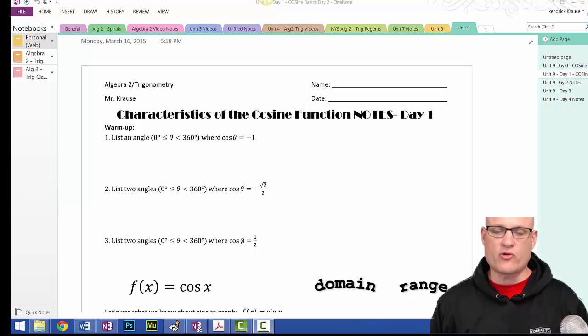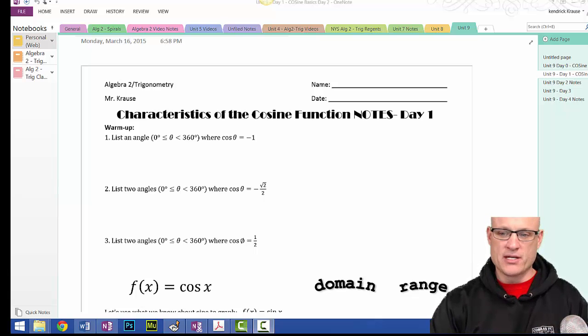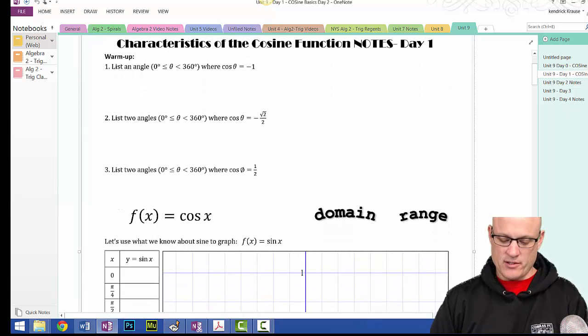All we're going to do is graph the cosine curve, get an idea how it looks, what it does, and boom, we'll be done. So, this is the basics. It's not complicated stuff. Okay, let's see what you got.